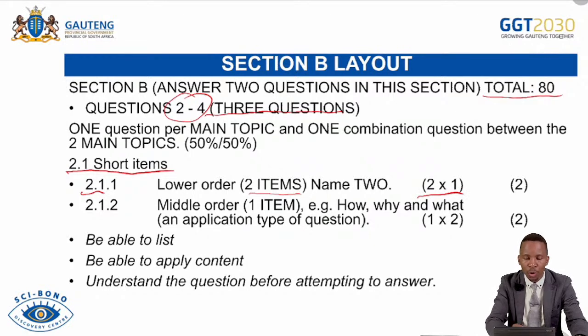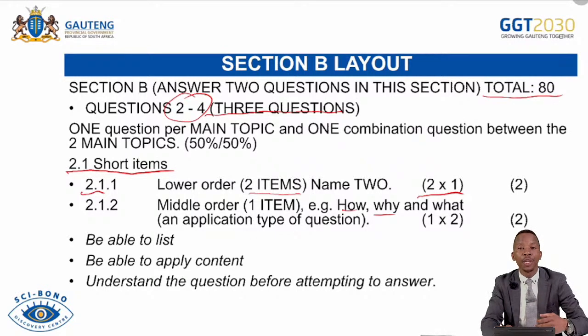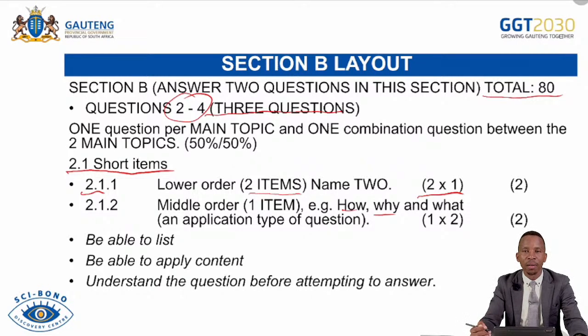And then 2.1.2 is a middle order. 1 item. So, e.g., how, what, an application type question. This is when you apply. You need to be a little bit critical to respond. You link options, you apply a given option. For instance, how can the increase in tax affect consumer spending? Those are the types of questions that you can expect in 2.1.2. So you just have to apply in there.